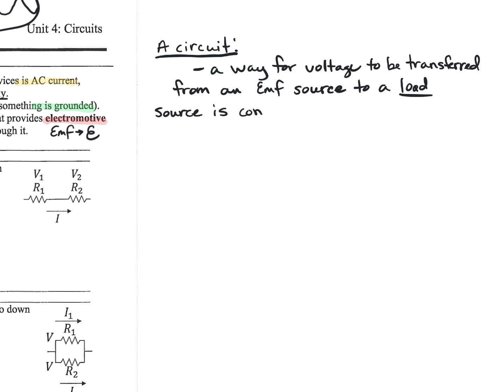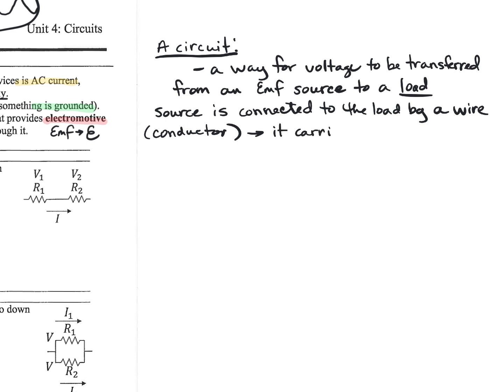The source is connected to the load by what? In practical terms, yep, by a wire. And the wire is your conductor. Why is it connected by the wire or conductor? Yes. It carries electrons, right? And the electrons are what carry electric potential with them.